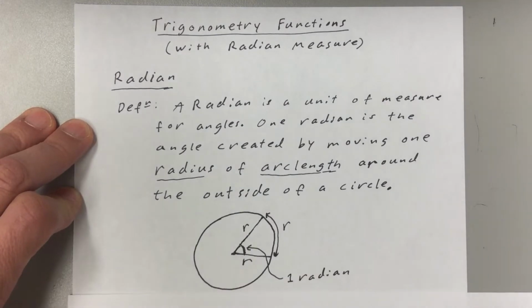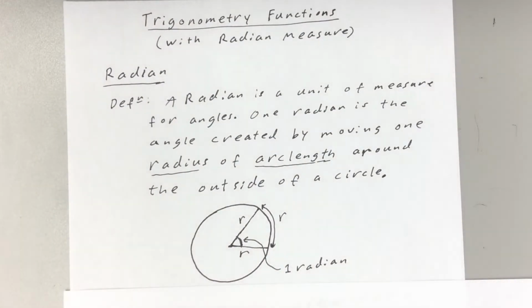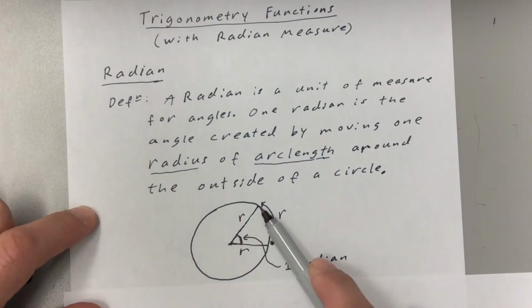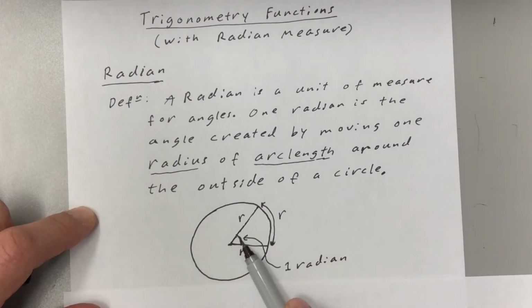So this is the diagram that you'd be looking at. Okay, so 1 radius of arc length around the circle. So this radius here, if you move that around the circumference of the circle, that creates 1 radian of an angle. Okay?